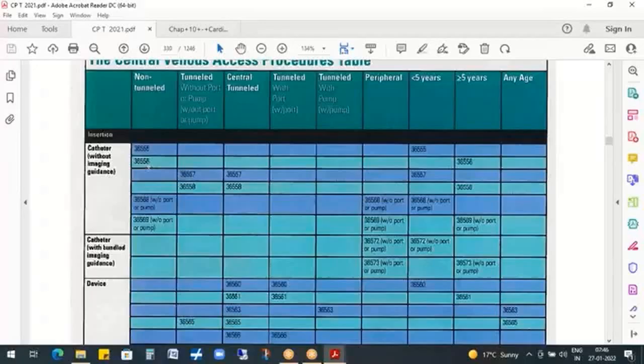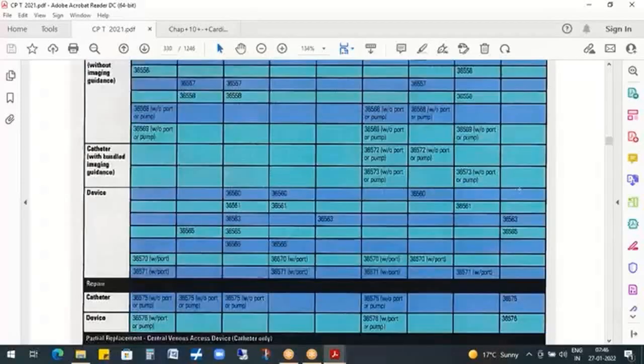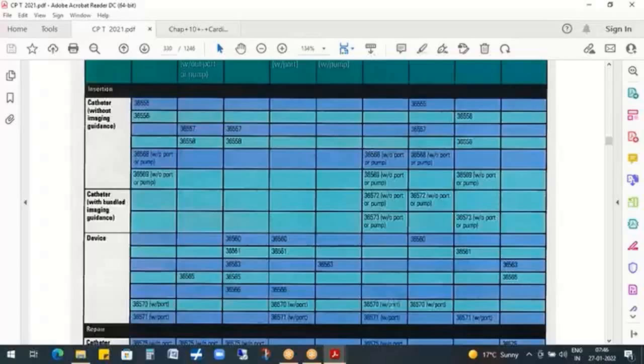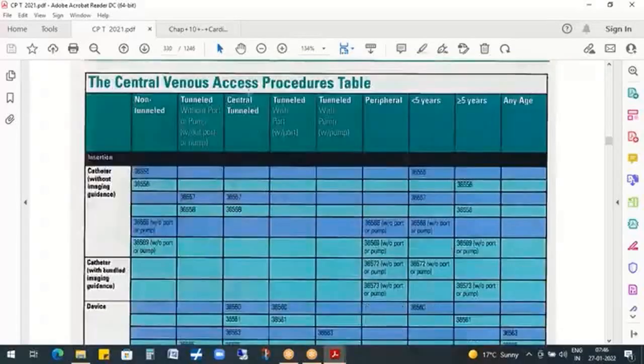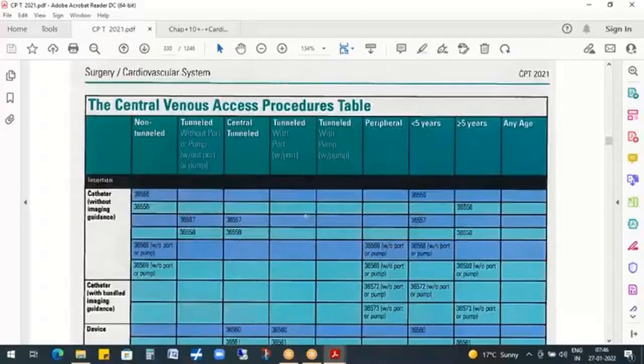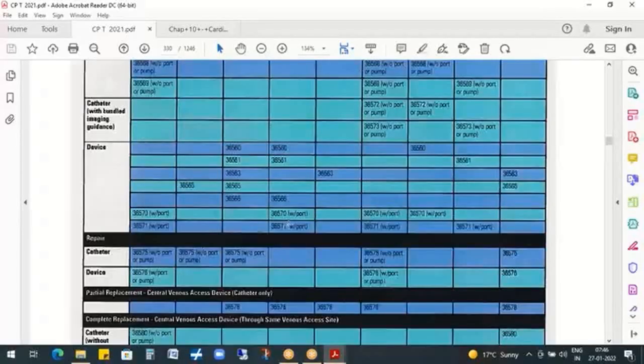For example, if they are placing a device, again you can see these columns. If it is peripherally inserted, see directly peripherally. If it is centrally inserted, directly see centrally inserted. What are the codes? Then you need to look for the other subdivisions with port or with pump. Understood, everyone, how to see this table?